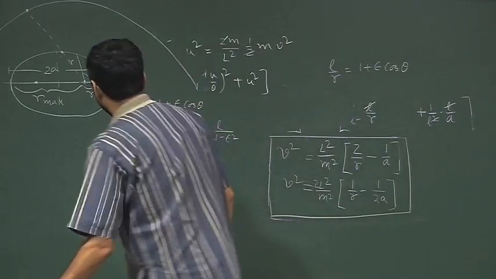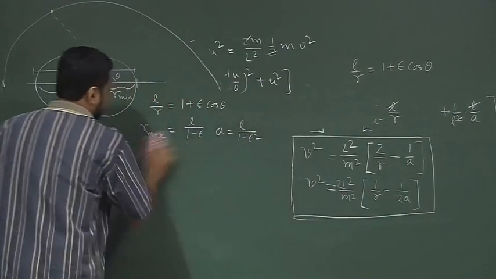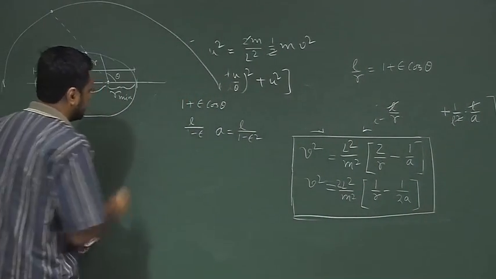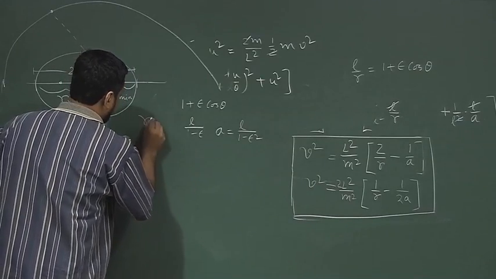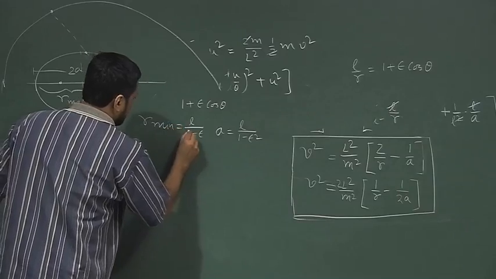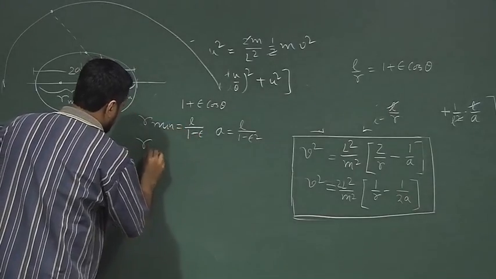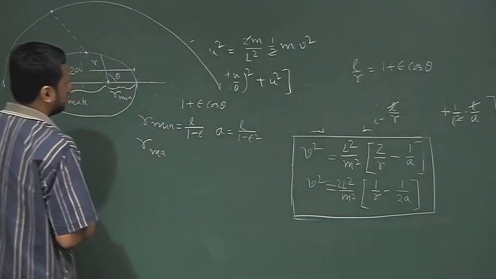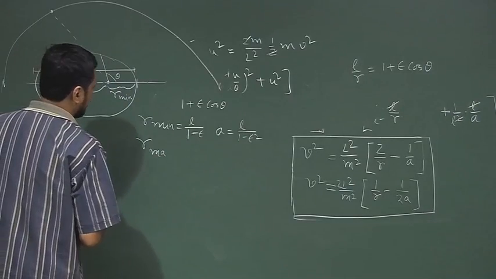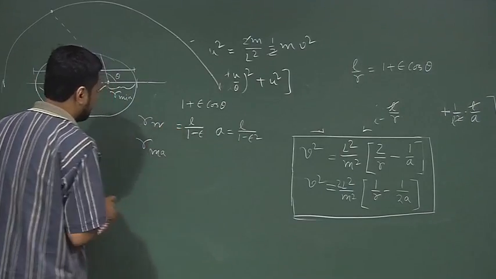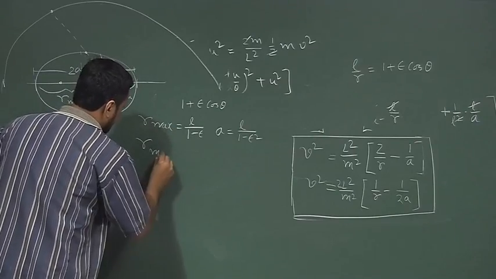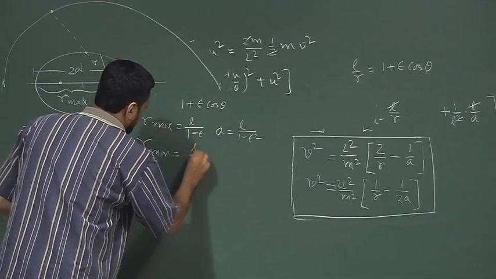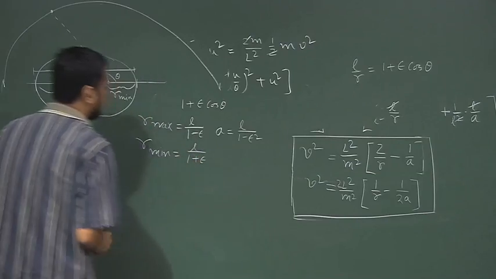Okay. So, we have discussed, r max is equal to L by 1 minus epsilon, and r min is equal to L by 1 plus epsilon.